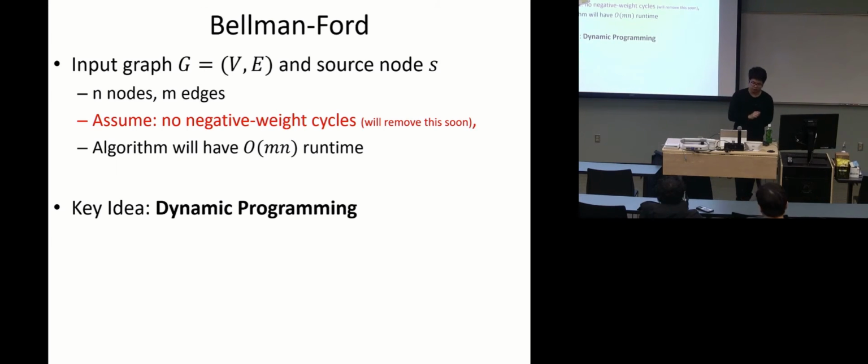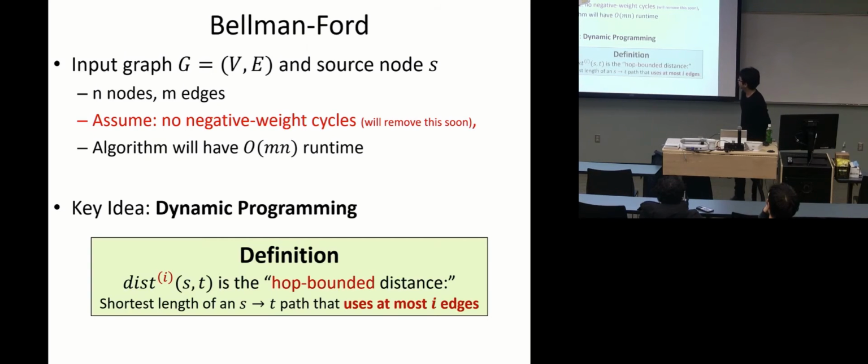Yeah, so the key idea is to use dynamic programming. And the key object that we're gonna look at is based on this definition. I call it the hop-bounded distance. So the i-hop-bounded distance from S to T is just the length of the shortest ST path that uses at most i edges. Okay. So note that the graph has lengths, but the hop bound is just the number of edges you count, not the length.